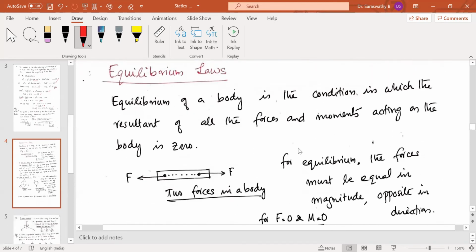Next, I will pass on to another important law. These are also some basic laws. We call it equilibrium. Equilibrium means a body should be at rest. The equilibrium condition is that the body should be in a rest condition.